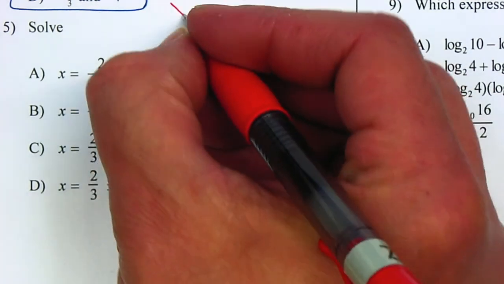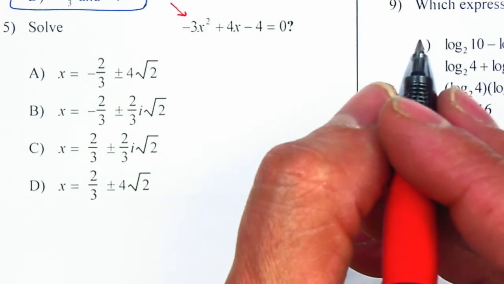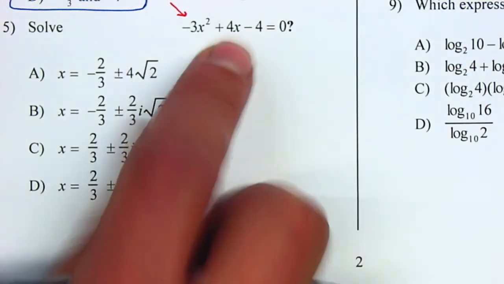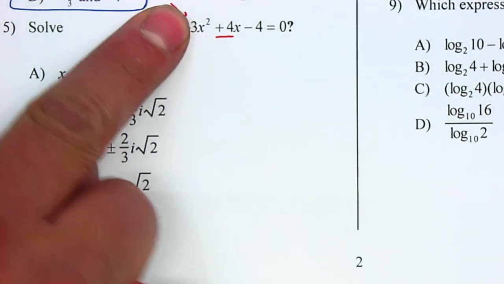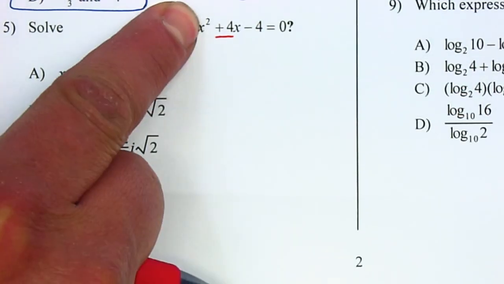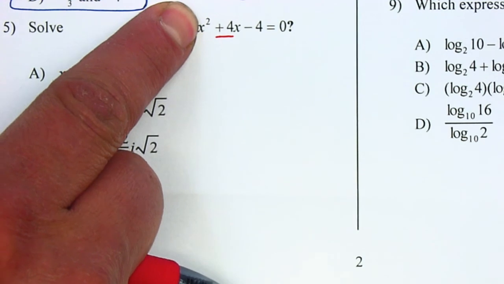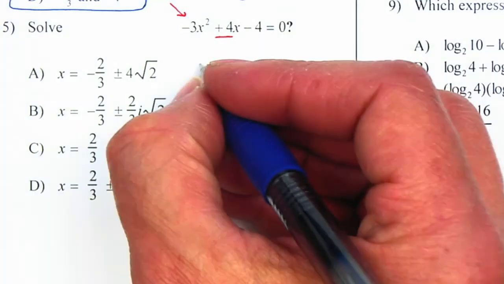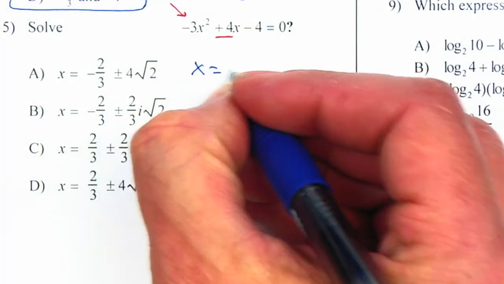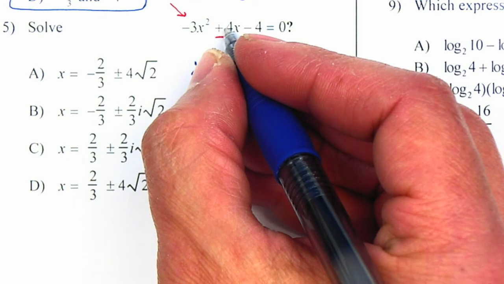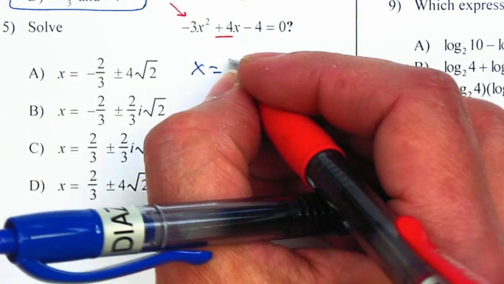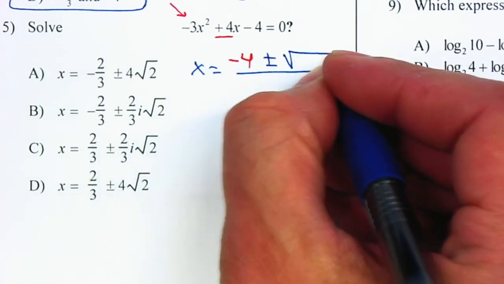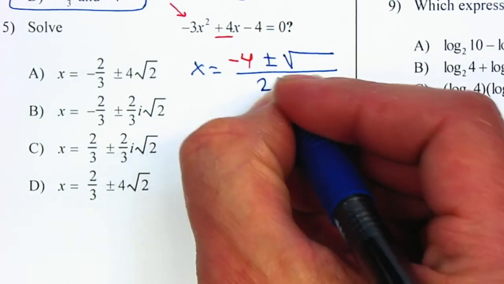Now, because the first number is -3, I'm not able to complete the square, even though we have an even number here. If it was just x squared plus 4x minus 4, then I can complete the square. I am forced to use the quadratic formula just because it's a coefficient of 3. So I have x is equal to opposite b. This is a positive 4, so it'll be a -4, plus or minus the square root of the discriminant all over 2a.